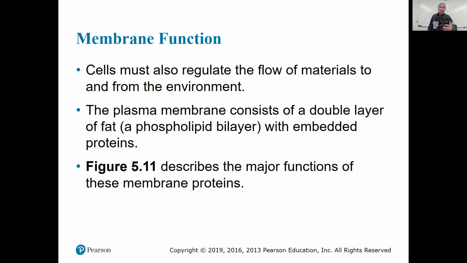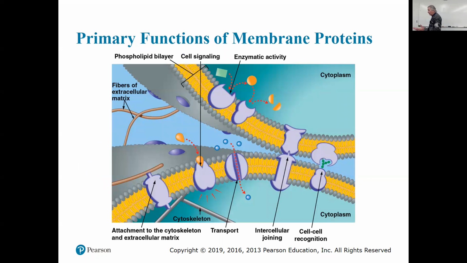We're gonna look at the functions of some of these membrane proteins. One of the big functions is transport proteins, to transport polar molecules across the membrane. Okay, primary functions of membrane proteins. There's the phospholipid bilayer, and let's look at all these different kinds of membrane proteins. Some membrane proteins are enzymes, all right? Some membrane proteins down here attach the cytoskeleton to the extracellular matrix, and they are the anchors that these protein filaments attach to and give the cell its shape.